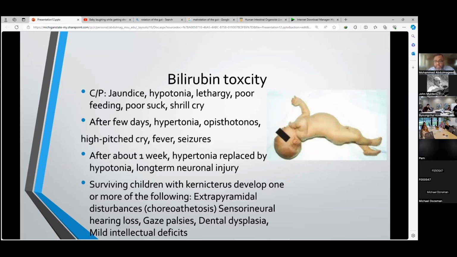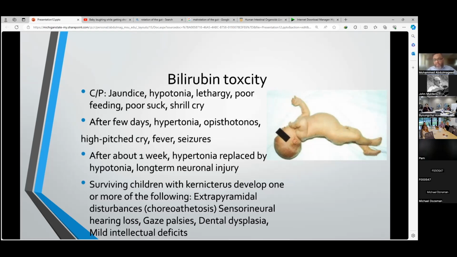After a few days, the baby first will develop hypertonia, opisthotonus, which is the arching of the back that you can see in the picture, high-pitched cries, fever, and seizures. Later on, the hypertonia will be replaced by hypotonia and long-term neuron injury, if the baby survives this and doesn't die from the brain insult.